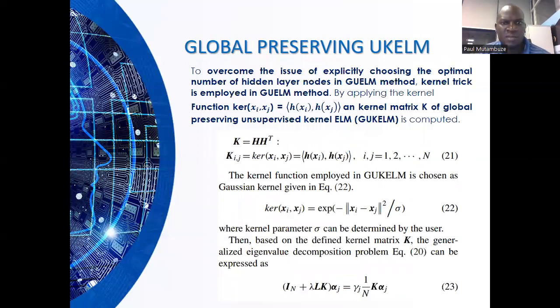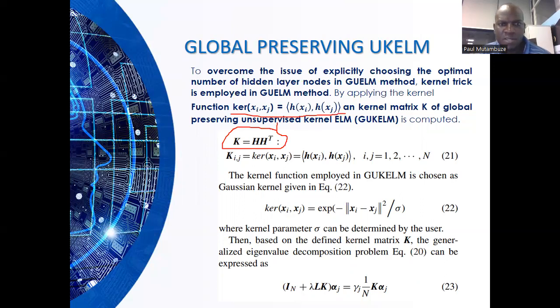To overcome the issue of explicitly choosing the optimal number of hidden layer nodes, in the GUELM method the kernel trick is employed by applying the kernel function, which is this one here. A kernel matrix K of a global preserving and supervised kernel ELM is computed, and we have the vector that we're going to use for the kernel matrix.